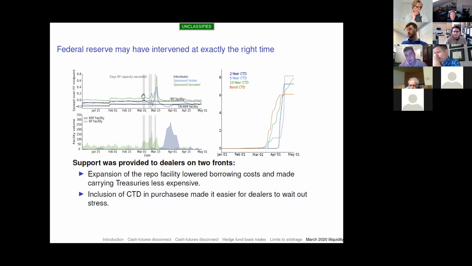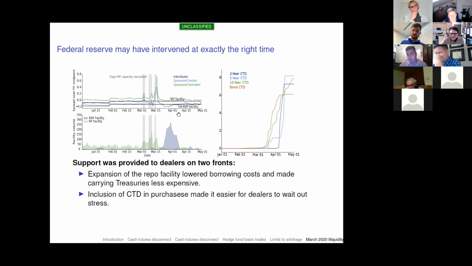But in addition to that, the spread between sponsored borrowers and the interdealer rate generally rose as well. The largest of these increases was on March 16th, right before the Fed's facility actually came into effect in the afternoon of that day. What the Fed did was raise the cap on the facility large enough that it wasn't binding for anyone. That occurred right here on the 16th. Following the removal of that cap, we can see that rates generally fell pretty precipitously across different segments of the repo market, which suggests that this was an effective move.